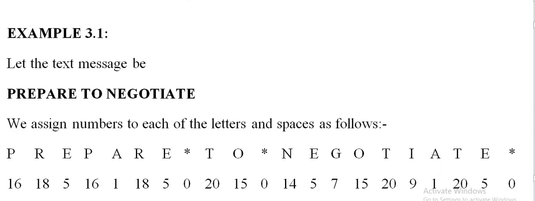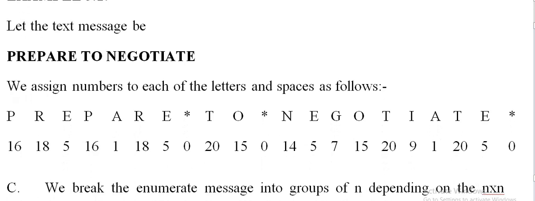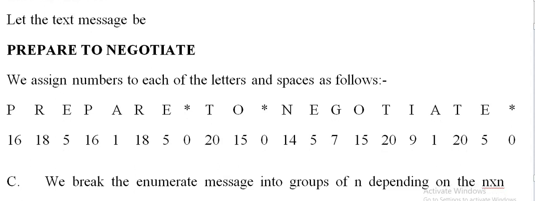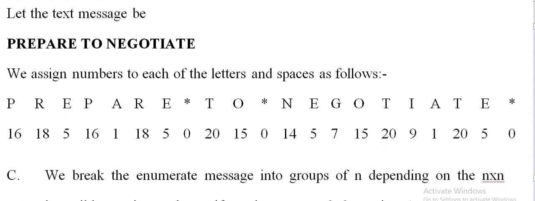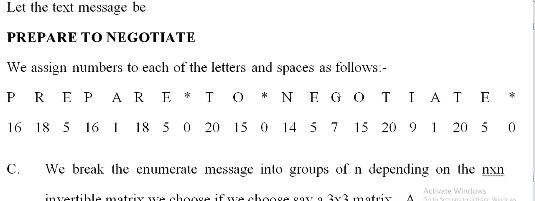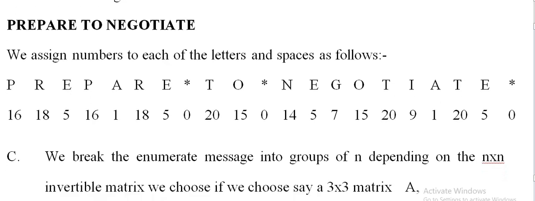Start with the message "prepare to negotiate." This is a message you want to send out as a security officer. Now you assign numbers to each of the letters and spaces as follows. P stands for 16, A is 1, R is 18, E is 5, and so on. For each space, you put 0, down to the last one, where you also put 0.